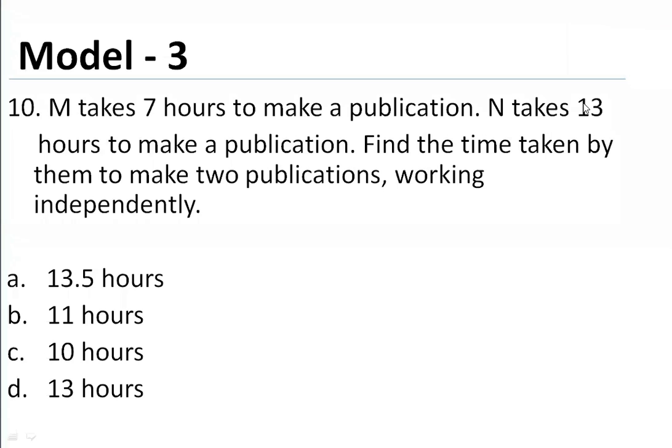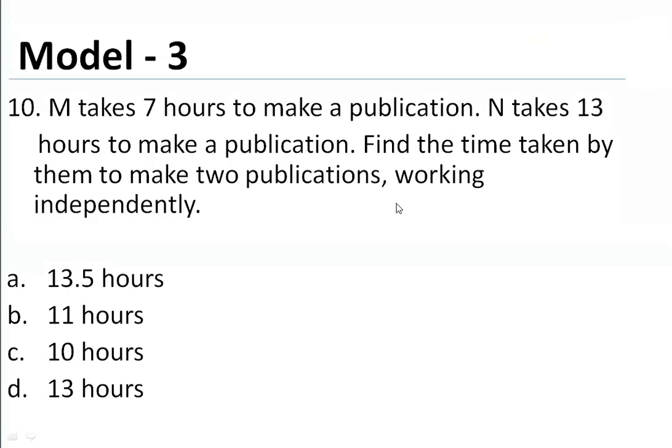M takes 7 hours to make a publication. N takes 13 hours to make a publication. Find the time taken by them to make 2 publications working independently. M takes 7 hours to make a publication and N takes 13 hours to make a publication. Find the time taken by them to make 2 publications working independently. Just by looking at the question, you can say the answer, guys. If you got the answer, you can share it in the chat box.